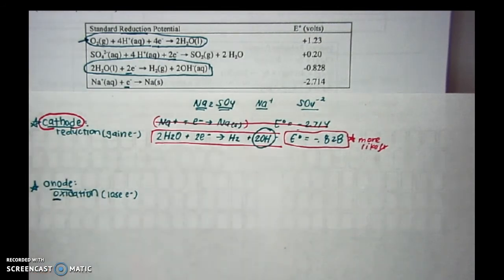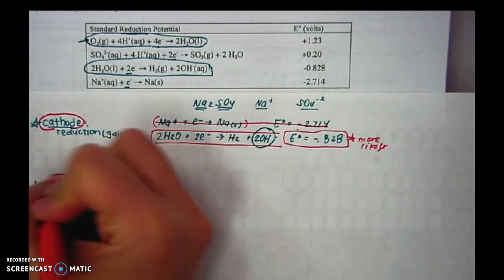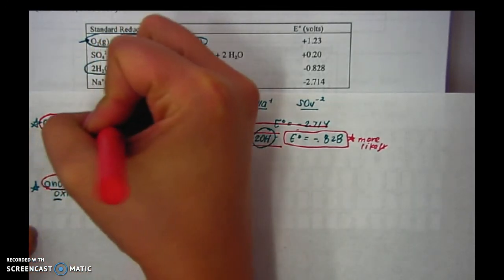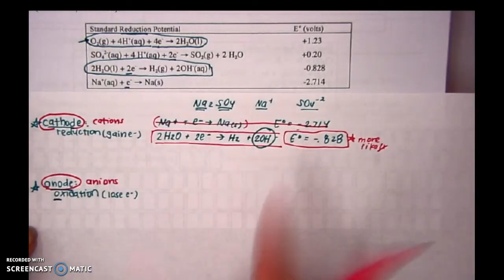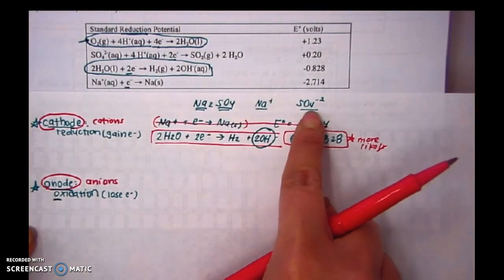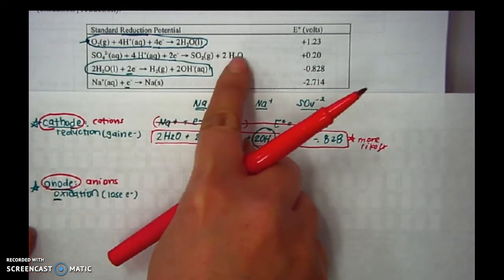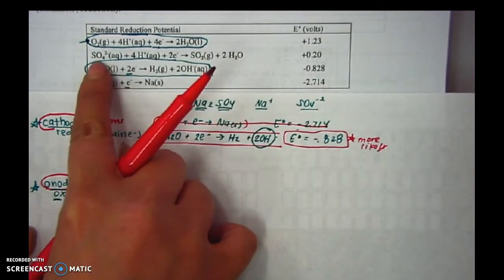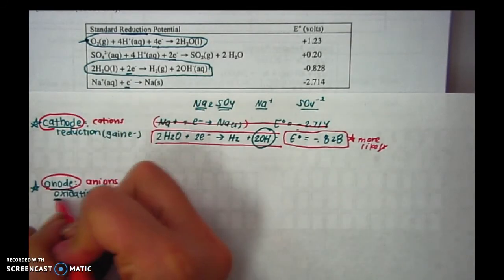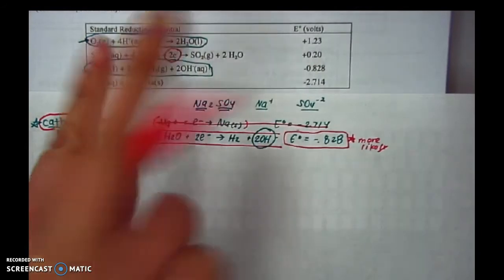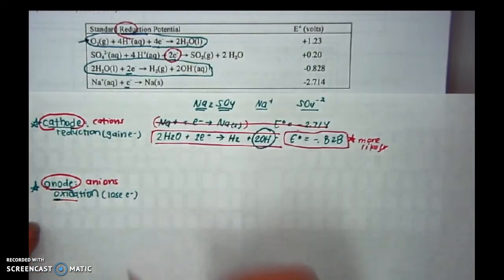So at the anode section, we said that your anions are going to come here, and cations go here. So the anion that we're looking at is a sulfate. If you take a look at the second equation given to you in your little chart, this is our sulfate. But because it's oxidation, we need to take this equation and flip it, because these are all reduction equations.